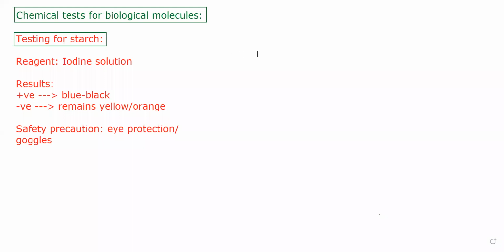So after testing for starch, we will go for the next carbohydrate test. Keeping in mind that testing for starch and reducing sugar are both basically carbohydrates. We are talking about all three main nutrient molecules that we have: carbohydrates, proteins, and fats. So here in carbohydrates, we have this. Now, let me put up here the second test for carbohydrates, which is the test for reducing sugar.